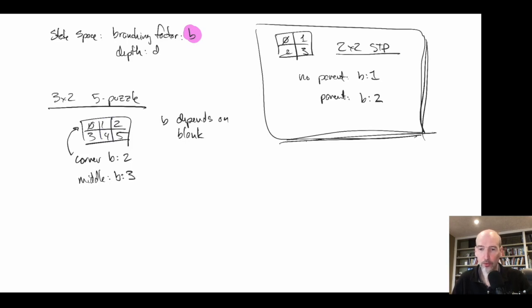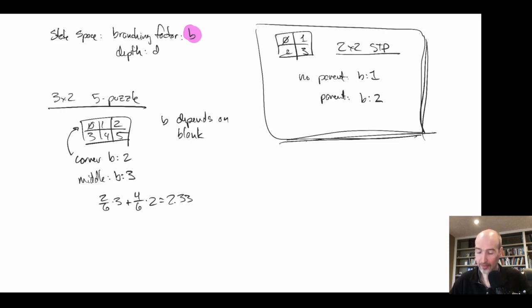And so if you look here, there are 4 possible locations for the blank in the corner and 2 in the middle. And so what we can say is 2 out of the 6 locations have a branching factor of 3, and 4 out of the 6 locations have a branching factor of 2, and you might say, therefore, the branching factor is 2.33.